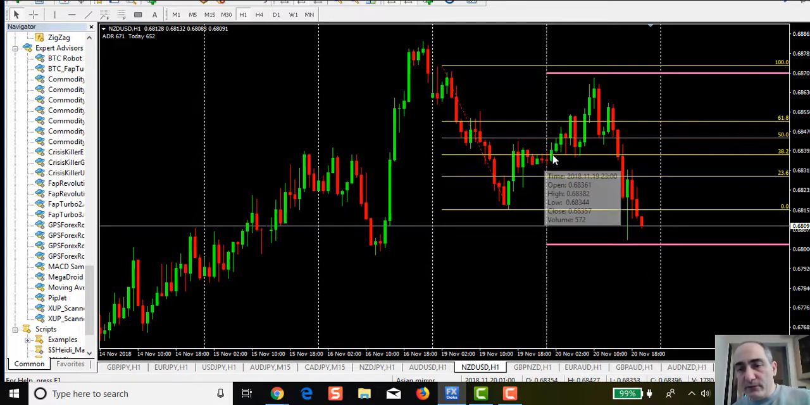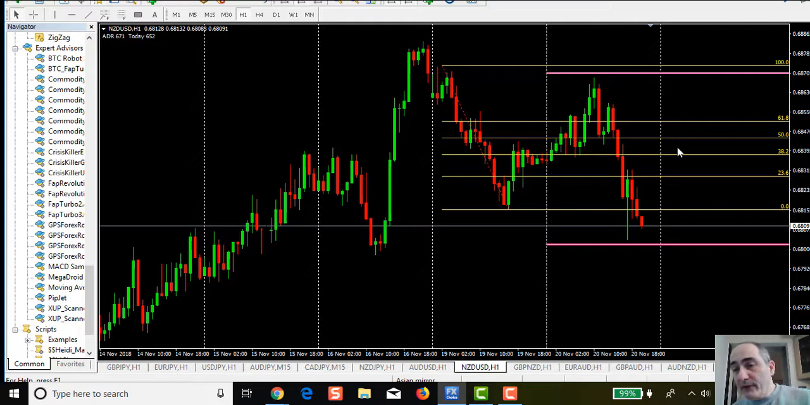Then what we look for is a move back, a pullback to the 61.8. We want to get a good pullback to the 61.8 before we try to take this back down. Our stop loss is always going to be at the 100% level. As you can see here, we get the move up to the 61.8, and that's where we would get in. We would set a sell limit order right at that 61.8 level. And then our stop loss would be up here at the 100 level, which you see it does make a move up, but it doesn't hit that 100 level, so we wouldn't get stopped out.